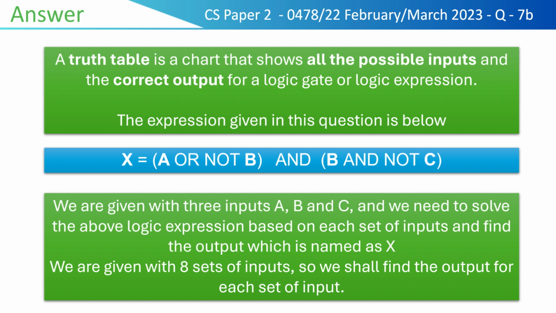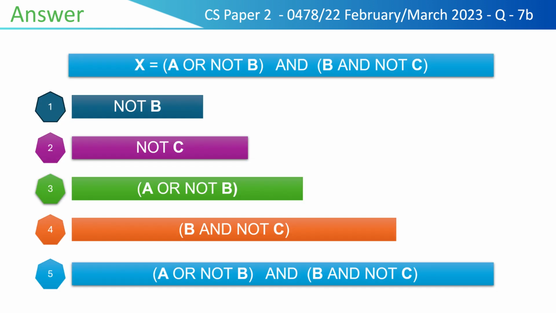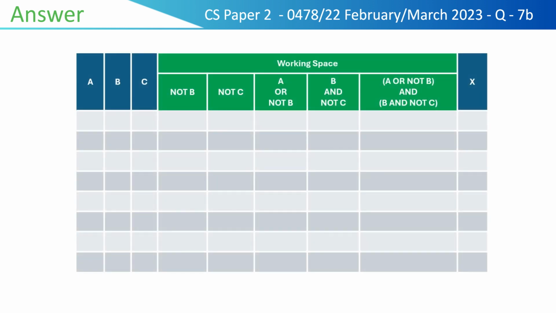Let's divide our logic expression in small pieces and try to solve those. As explained in part A of this question, we can divide this expression in 5 steps as shown on screen to make our working easy and understandable. I recommend to see the video of part A of this question before this video. Now to solve the question, let's divide the working space into the same steps to make sure that we are solving it step by step without any ambiguity.